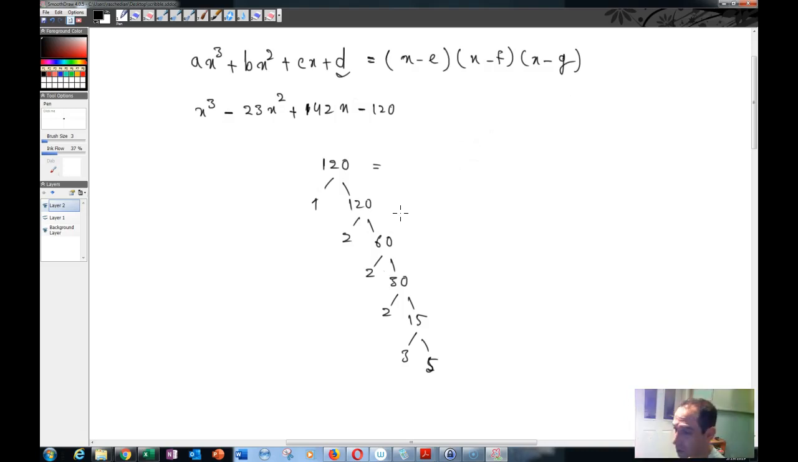But I think what you can do is, of course, you know that one of the factors is 1. This is easy. One of the factors is 2. One of the factors is 3. So I'm writing all the unique factors now. One of the factors is 5. One of the factors would be, for example, 15, 30, 60, and 120.